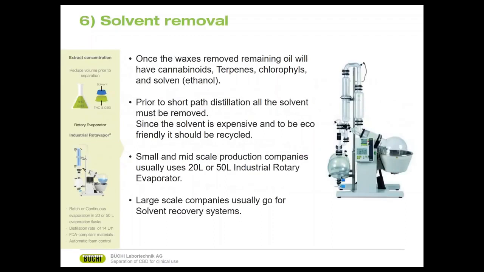So we removed our waxes. However, we mixed our oil with ethanol prior to winterization. So once the waxes are removed, the remaining oil will have cannabinoids, terpenes, chlorophylls, and solvent, which is ethanol. Prior to short path distillation, all of the solvent must be removed. Since the solvent is very expensive, and to be eco-friendly, it should be recycled. Small and mid-scale production companies usually use a 20-liter or 50-liter industrial rotary evaporator. Large-scale companies usually go for a solvent recovery system or multiple industrial rotary evaporators.